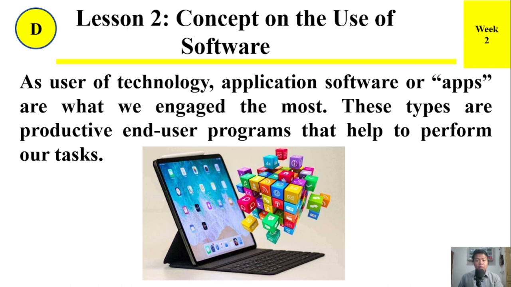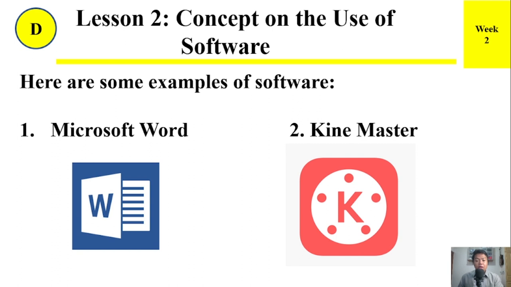As users of technology, application software or apps are what we engage with the most. These types are productive end-user programs that help to perform our tasks. Here are some examples of software. We have Microsoft Word and KineMaster.